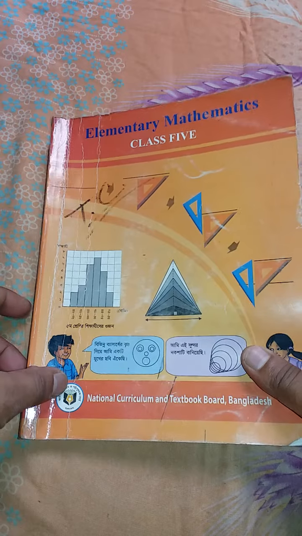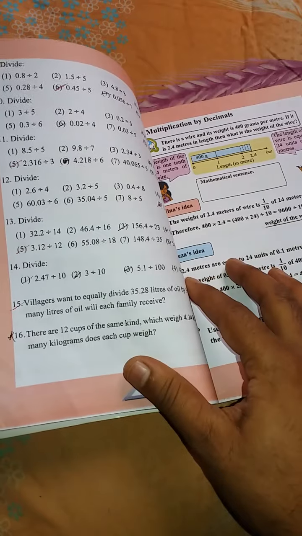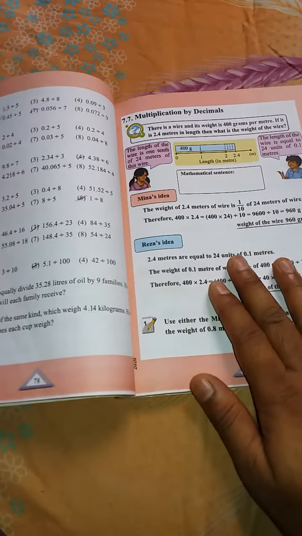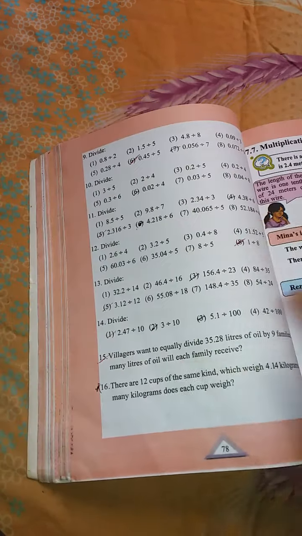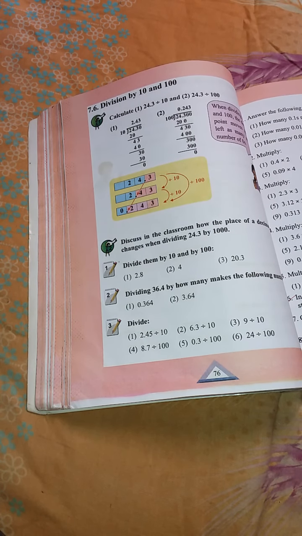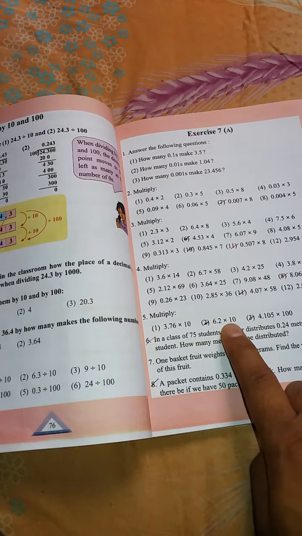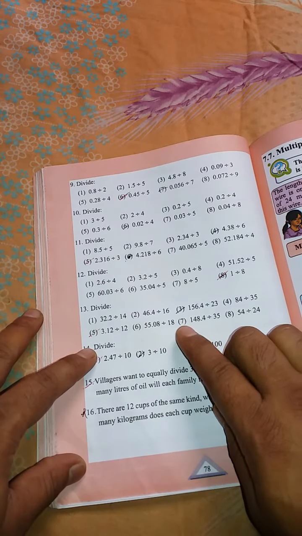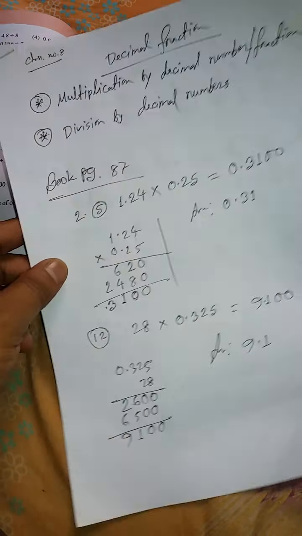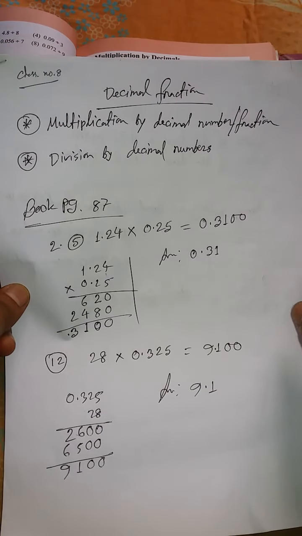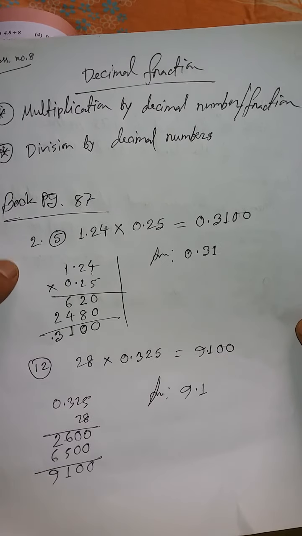So, let's start. Where are we? Yes, we were in chapter 7, decimal fraction, and we have already completed multiplication by integers, multiplication by tens, and also division by integers and division by tens. Today we are going to learn some new topics, that is multiplication by decimal numbers or fractions, and division by decimal numbers or fractions.